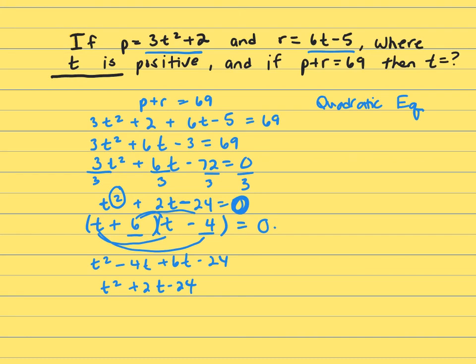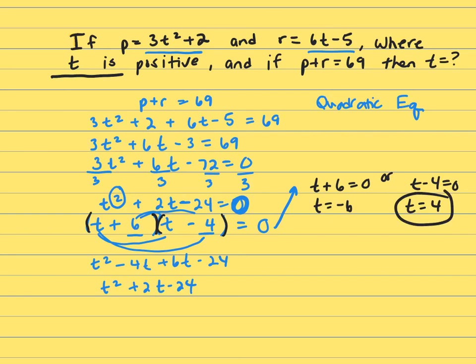Now from this step, what's the only way you can multiply two things together and get 0? That's if one of them's 0. So either t plus 6 equals 0 or t minus 4 equals 0. So t is negative 6, t is 4. So both of those answers are solutions, but the problem says where t is a positive number. They want the positive one, so my answer is 4.